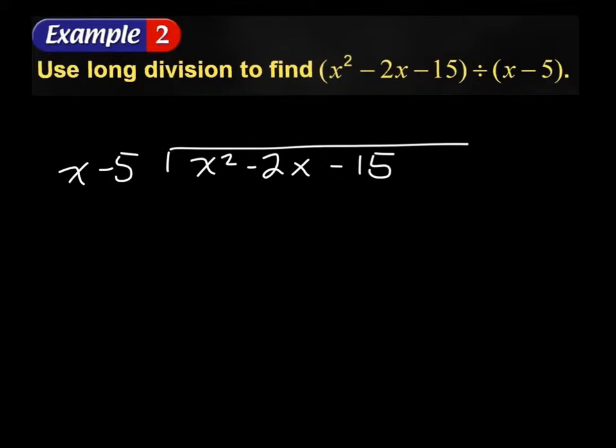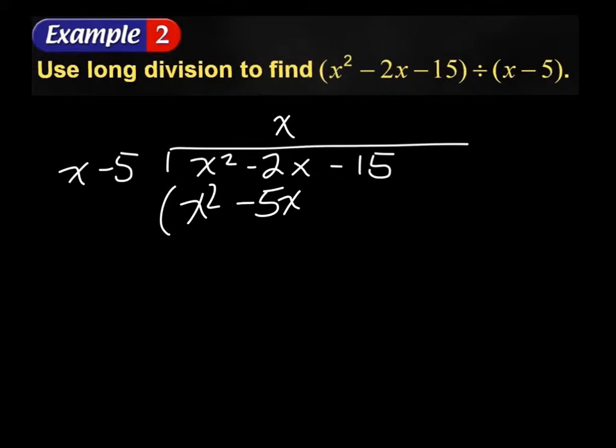Okay, we're going to use long division first before you learn the shortcut to find the quotient. We're using that division algorithm you learned in elementary school. So I'm asking myself the question, what do I need to take x times to get x squared? And the answer is x. So then I'm going to multiply x times both terms here. So x times x is x squared, and x times negative 5 is negative 5x.